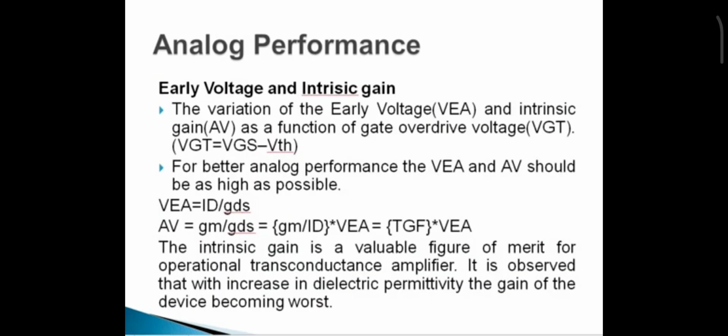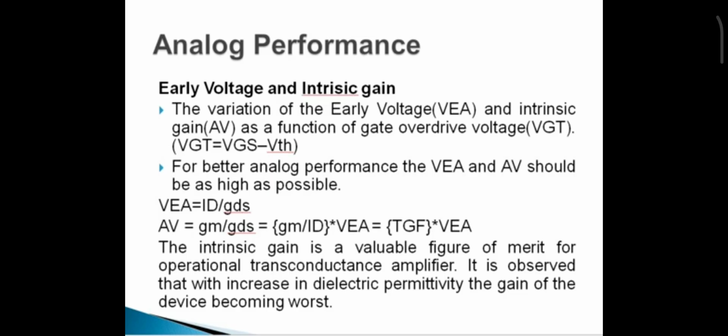The next analog performance parameters are early voltage and intrinsic gain. The variation of the early voltage VEA and the intrinsic gain AV as a function of gate overdrive voltage. What is the gate overdrive voltage? Gate overdrive voltage is equal to gate source voltage minus threshold voltage. It is called the overdrive voltage.